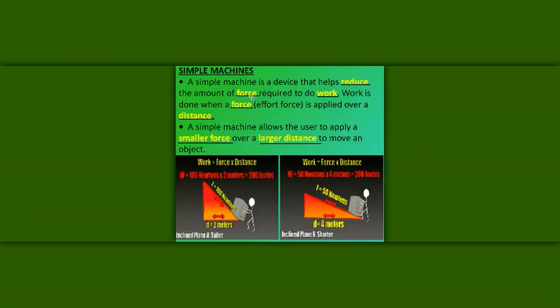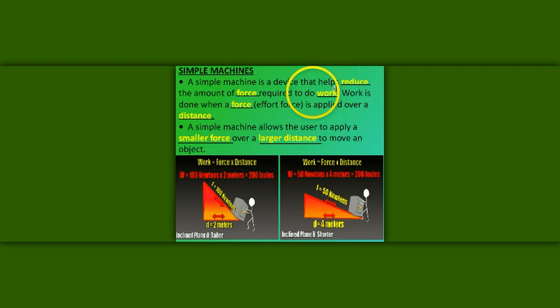You need to memorize that. A simple machine reduces the amount of force required to do work. What kind of work? Scientific work. Work is done, as we are going to remember, when a force, the effort force, is applied over a distance. So work equals force times distance.